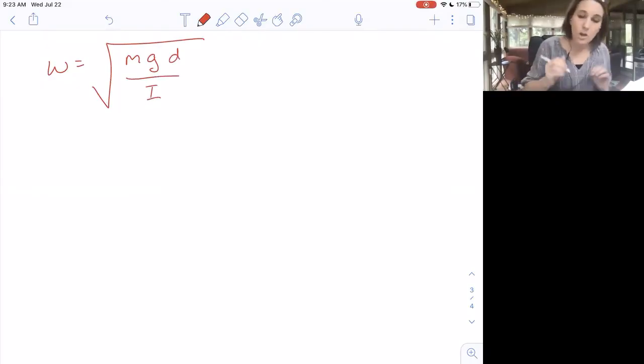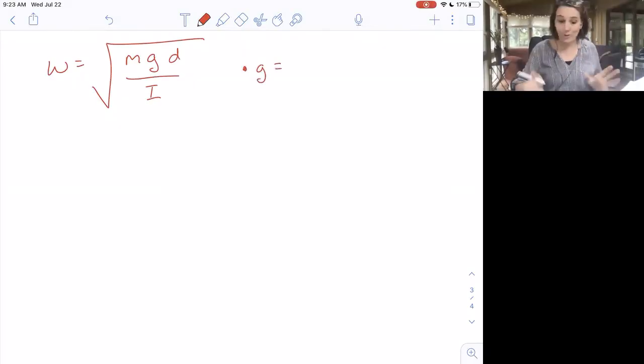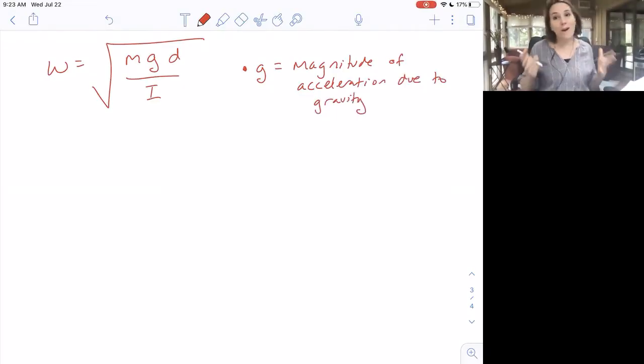So again, the key result for pendulums oscillating at small angles is that omega is equal to the square root of m times g times d over I. So for any pendulum, you want to just be able to apply this. So you need to know what everything is. g is just our good old magnitude of the acceleration due to gravity. Remember to always put in a positive number for g, as we have all semester. It is the magnitude of the acceleration due to gravity.